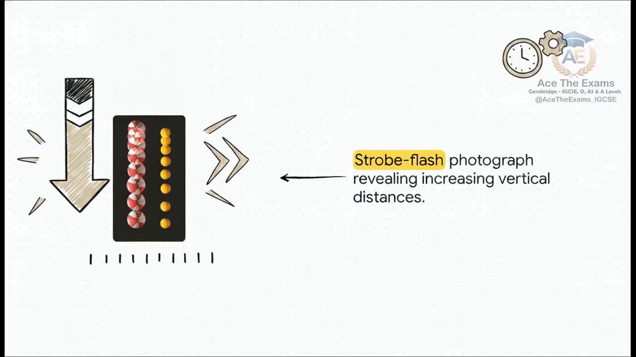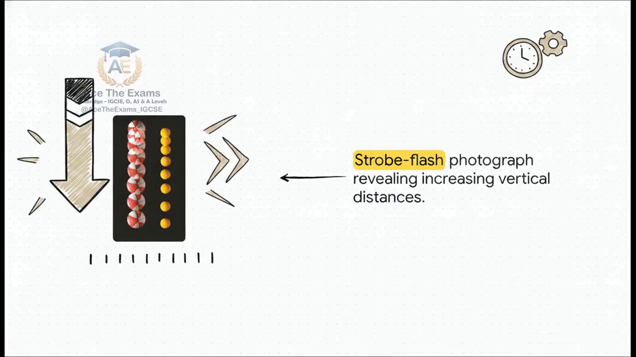Because the object is gaining velocity as it falls, thanks to gravity, it covers a far greater distance in that exact same fraction of a second at the bottom than it did at the top. It perfectly visually illustrates our equation. Displacement is equal to ut plus half at squared. Because acceleration is constant, the distance covered increases with the square of the time.